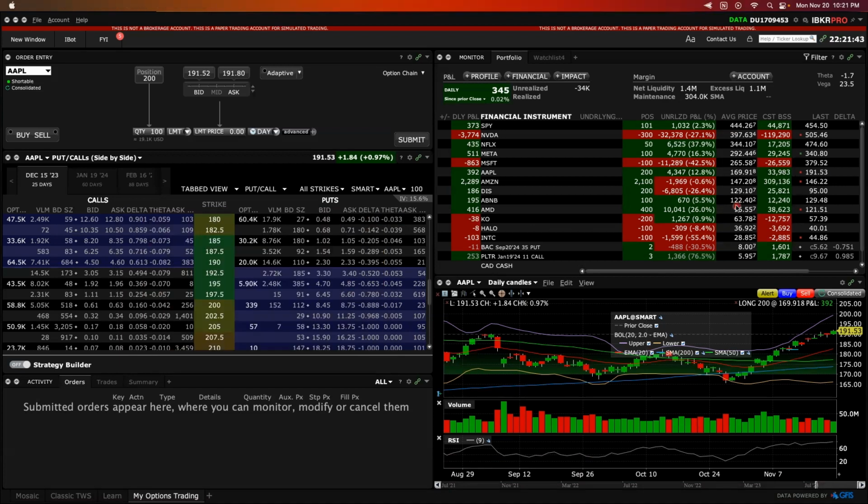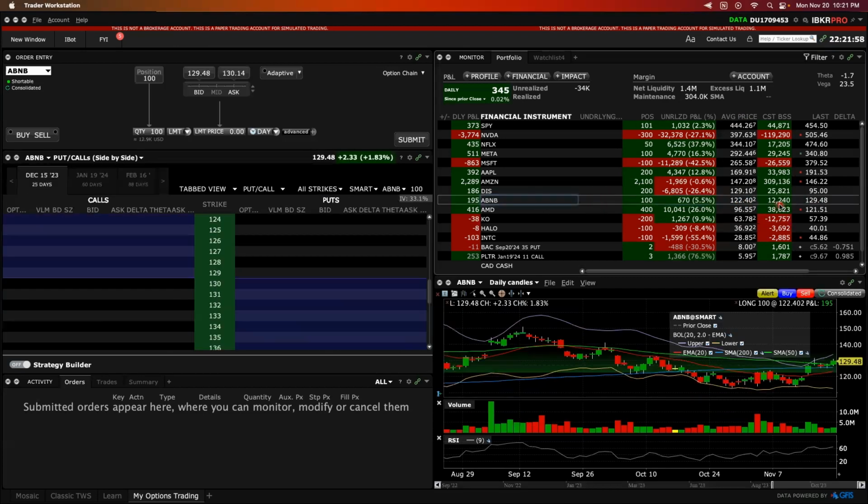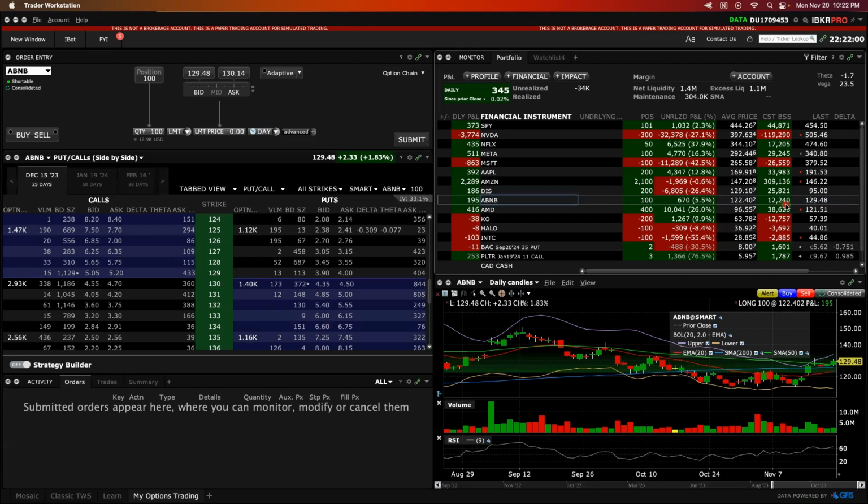Checks out. And what you don't want to make the mistake of doing is thinking that the average price column is what you're actually in the trade for. No, you're not in the trade for $122. That's $122.40 per share, for a total in this position for this trade of $12,240. Don't make that mistake thinking it's less than it actually is. People have done that. I've done that myself when I first started trading.